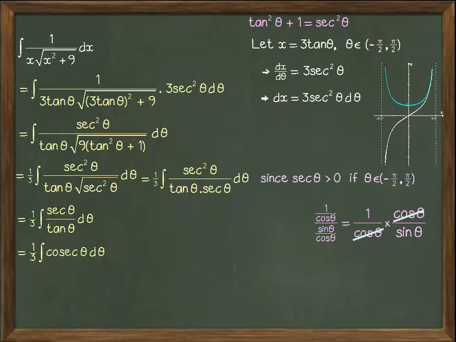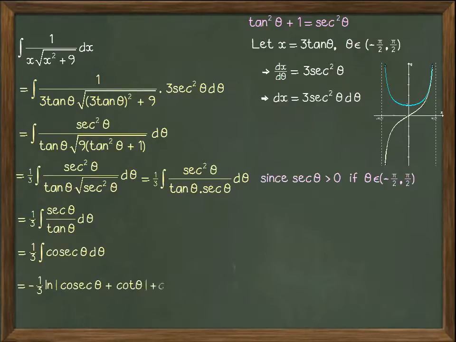Now when I integrate cosec theta, the integral of cosec theta is negative ln of the absolute value of cosec theta plus cot theta plus a constant. Remember that we need to rewrite our answer in terms of x. We know that x is equal to 3 tan theta, so tan theta is x over 3.